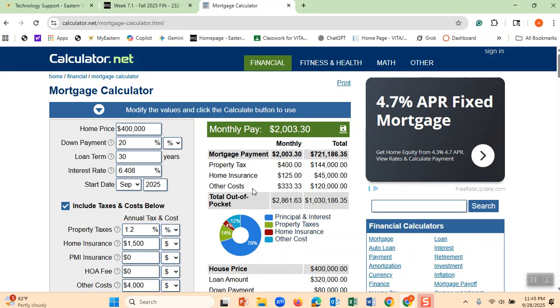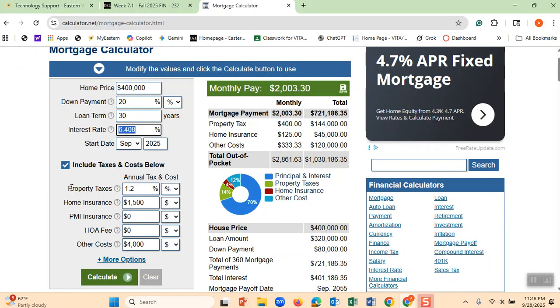If you look at here, this is just the default number. In your case, I want you, if you would, to change it to whatever you are interested in. Let's say you want to buy a house. In my case, I want to buy a house, and the price of the house is $400,000. My down payment is 20%, and I want to pay it back in 30 years. The bank is telling me that the interest rate is 6.408% annually. And these are the other expenses that I have.